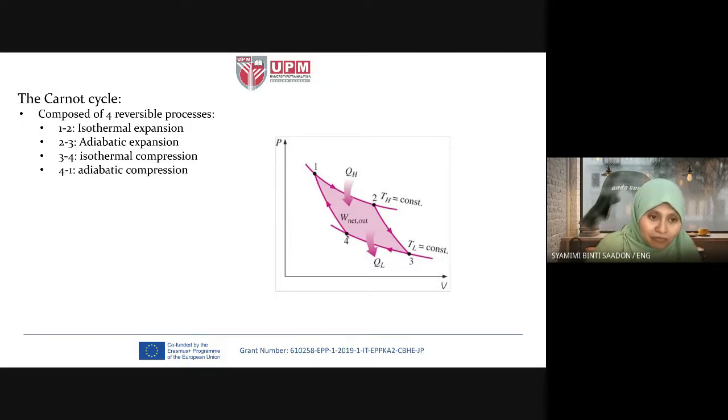Then 4 to 1, to complete the cycle, adiabatic compression. Compress, so pressure increases, and this time the temperature changes from lower temperature to higher temperature. So these are the 4 reversible processes of an ideal heat engine that we call the Carnot cycle. The ideal heat engine Carnot cycle uses these 4 processes.